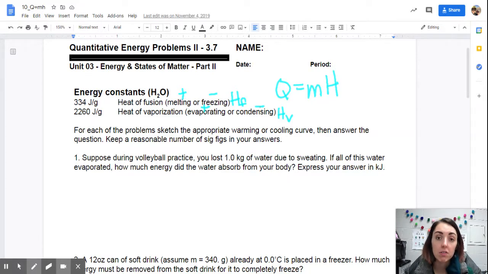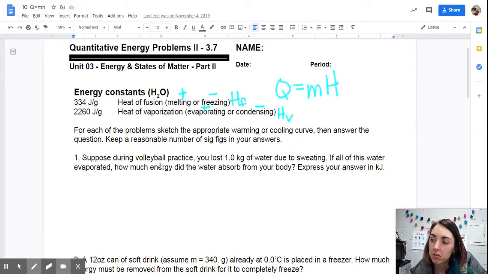When you were doing Q equals mC delta T, it just worked out as long as you did your delta T right. But with Q equals mH, you have to decide whether it's positive or negative. So just make sure you pay attention to which phase change is happening. Other than that, this should be pretty easy math. It's definitely easier than what you did before with Q equals mC delta T, because there are only 3 variables. It's always nice when you have a 3 variable equation rather than the 4 variable one.